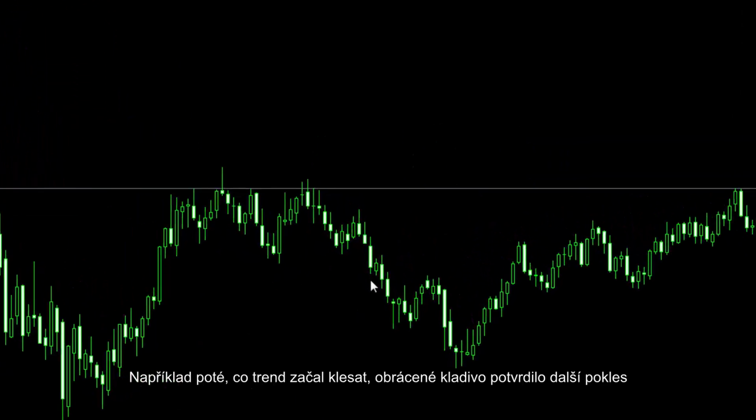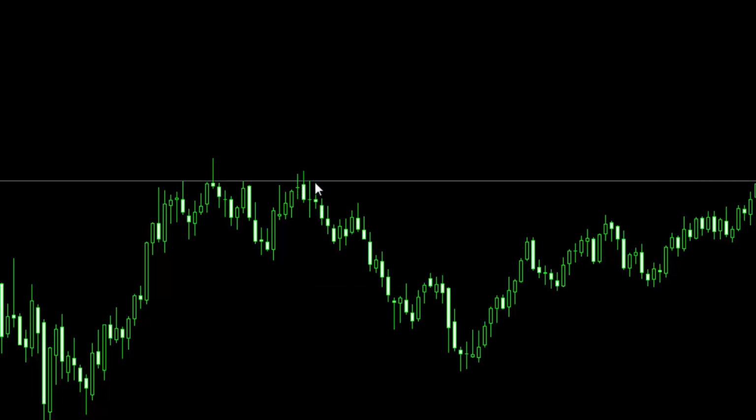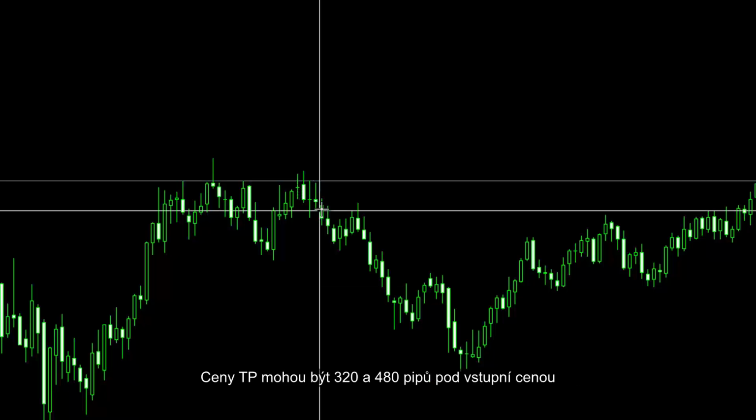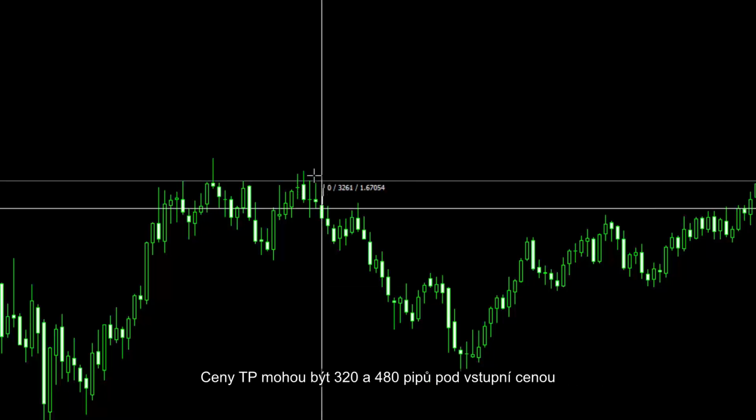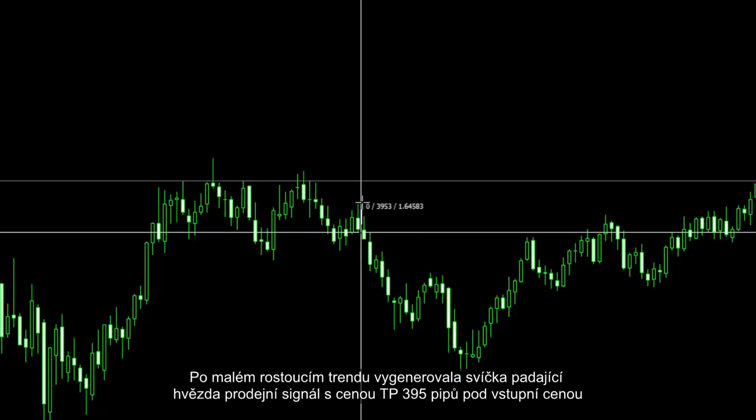For example, after a downward trend started its movement, an inverted hammer has confirmed continuous downward direction. TP prices could be 320 and 480 pips lower than the entry price. Just after a transient small uptrend, a shooting star candle has generated a sell signal, with TP price 395 pips lower than the entry price.